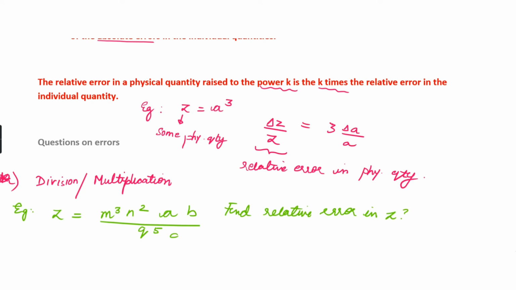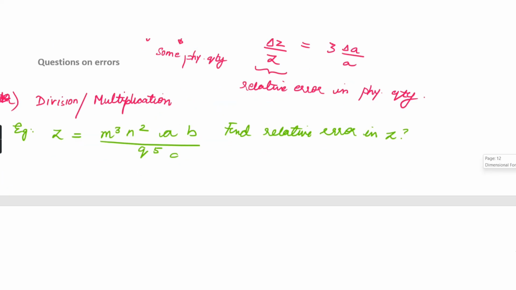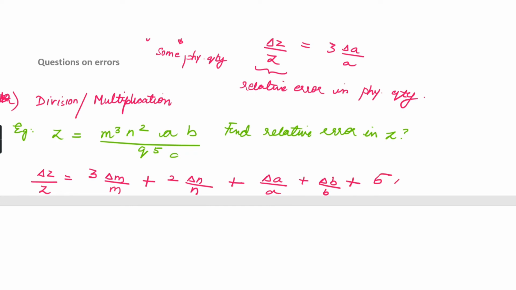Del z by z is equal to, bring the power to the front. So it will become 3 into del m by m, that physical quantity m, plus, always add, okay, whether numerator or denominator, always add, plus 2 del n by n plus del a by a, because it's a power 1, there's nothing on top of a. So del a by a plus del b by b plus 5 del q by q. If q is in the denominator, yet there is a plus here. So remember that, plus del c by c.